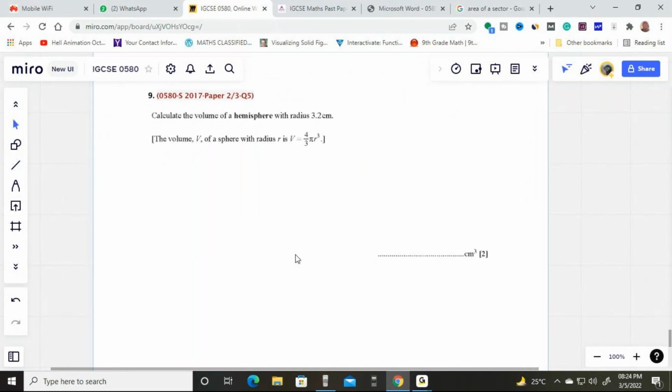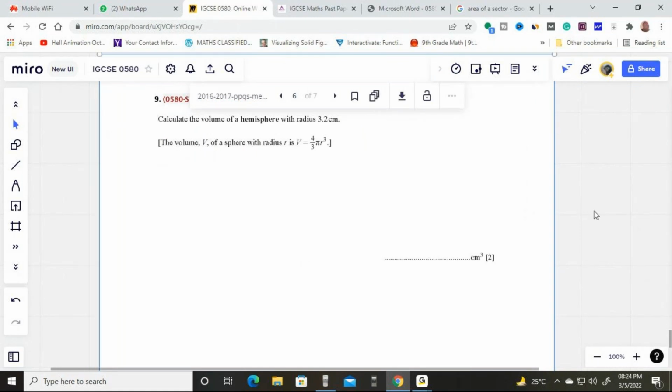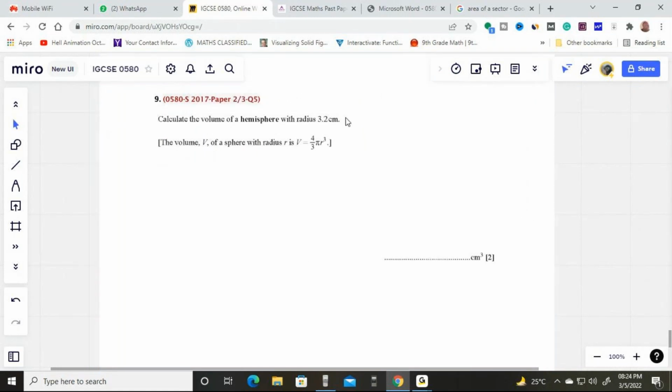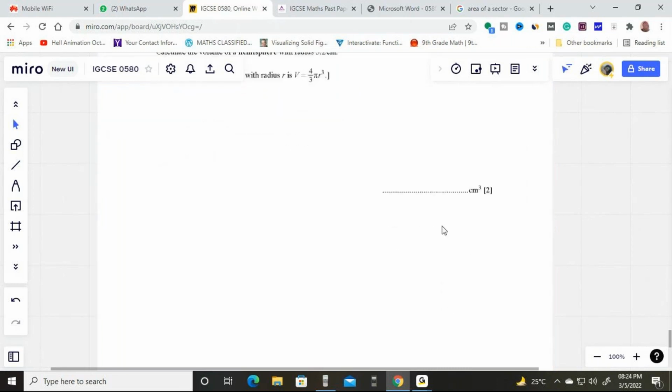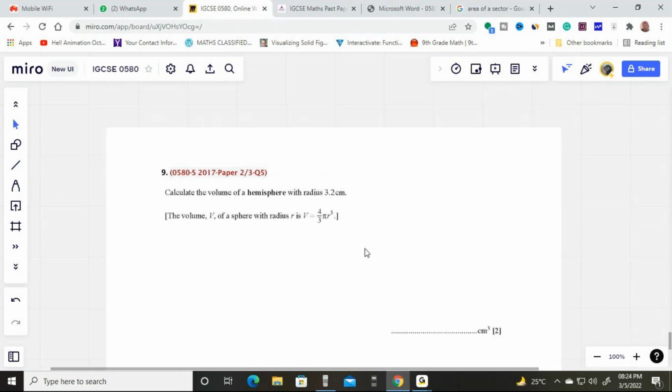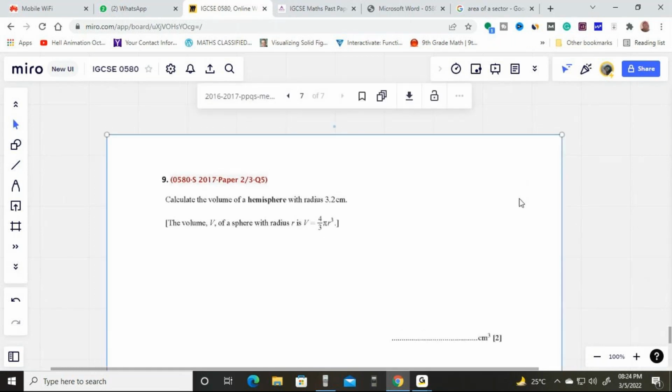Question 9, I'm not going to do because it's too easy. You just need to substitute the values, you will get your answer. So I'm not doing this. I go to my next page. The last one.